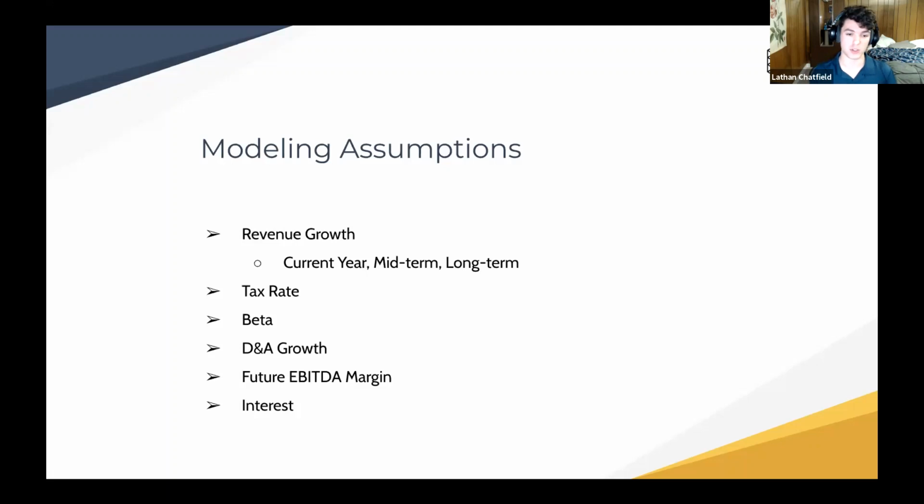Some of the other assumptions you're going to need to make are the tax rate that your company will experience in the future, their stock price beta, the growth in their D&A, their future EBITDA margin, as well as the interest rate they're going to be paying on debt. All of those figures are applied to the future, and so when you're conducting your analysis of what you think those will be, looking towards what they currently are and historically have been is a good place to start, but this is where your really important work as an analyst comes in.